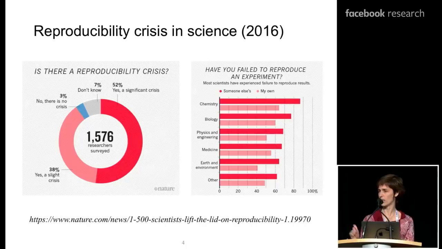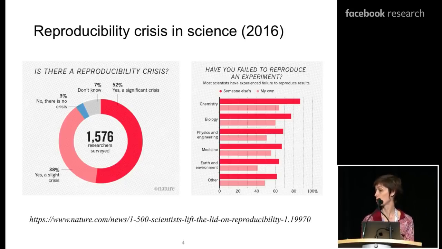The lighter pink line is the case where you failed to reproduce one of your own experiments, presumably from your own lab. Again, quite high, above 60% for both biology and chemistry, a little lower for physics, medicine, and earth and environment science, though perhaps they're a little less candid about some of their issues.